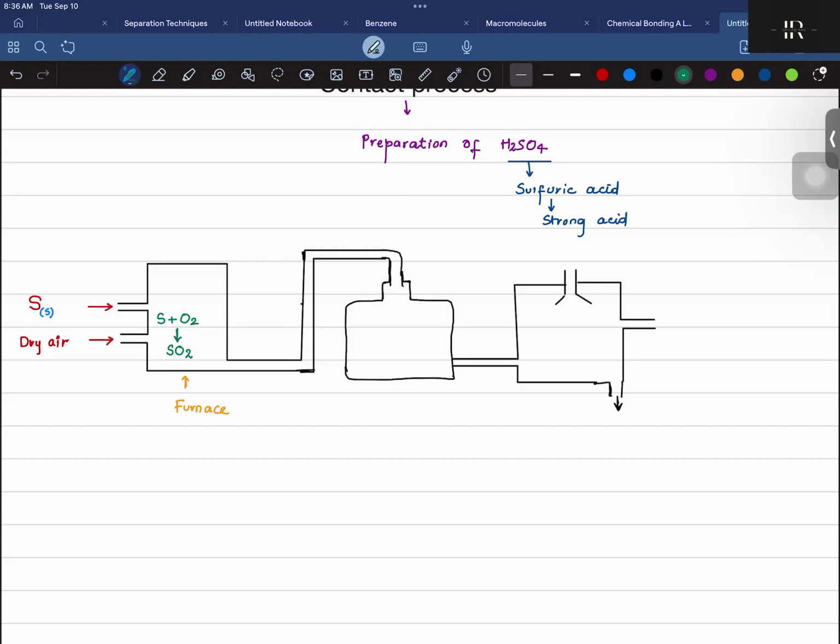Basically, this sulfur dioxide is quite impure. Then we transfer this sulfur dioxide into this container. In this container, it would be reacting with more oxygen to form SO₃.